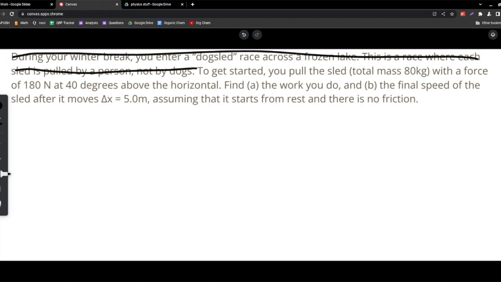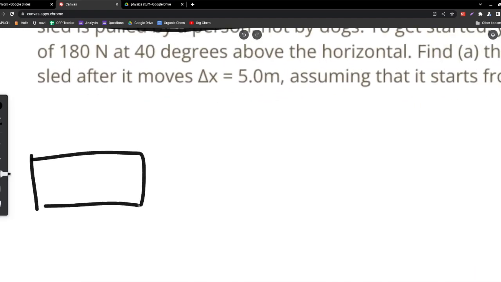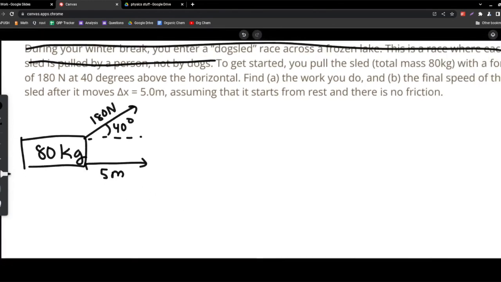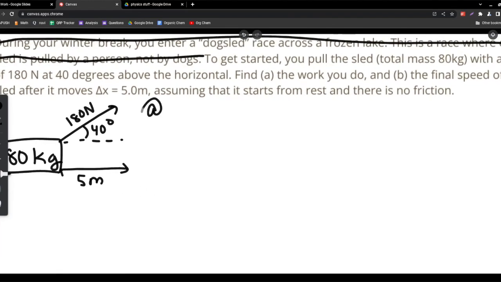Actually, let's start with drawing a diagram of what is happening. So, we have our 80 kilogram sled right here. And it's being pulled by a force of 180 newtons, 40 degrees from the horizontal. And it also moves 5 meters at some point. So, let's get started with A.